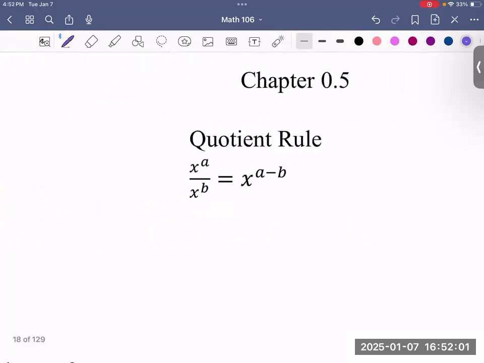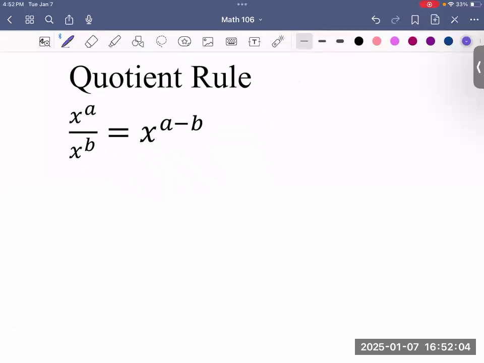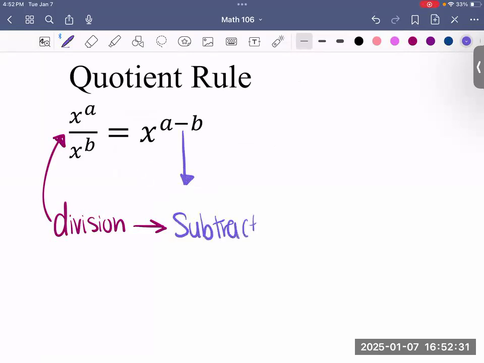Let's do it again. Quotient rule. If you can remember the product rule, right, you can remember the quotient rule. It's just the opposite. What's the opposite of multiplication? Well, it's division. We can see division right here, which is going to switch, right? Instead of addition, what does it look like we're going to do to your exponent? We're going to now subtract the exponents. So if you can remember the product rule, it's just the reverse for the quotient rule. Again, they both have to be the same exact variable in order for this to happen.